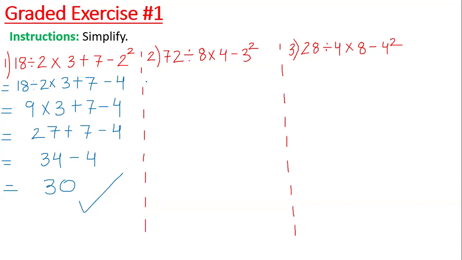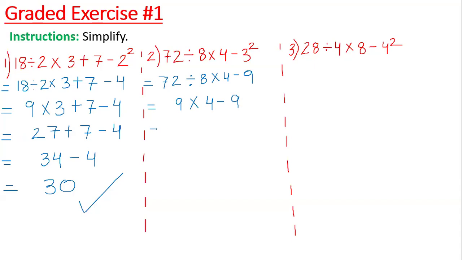Okay, next. What do y'all have for number 2? 27. Okay. So what is 3 squared? 3 times 3, which is 9. And then we do 72 divided by 8, which is 9. So it's going to be 9 times 4, minus 9.